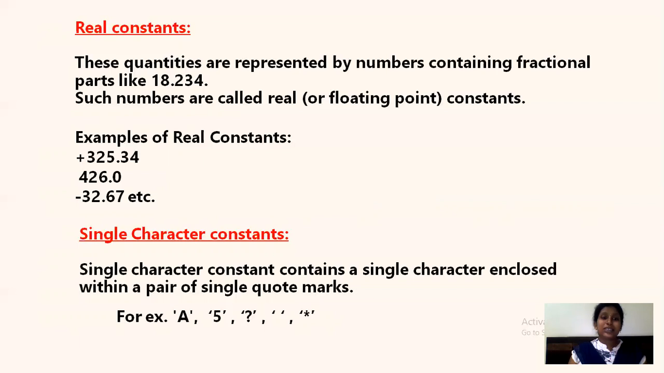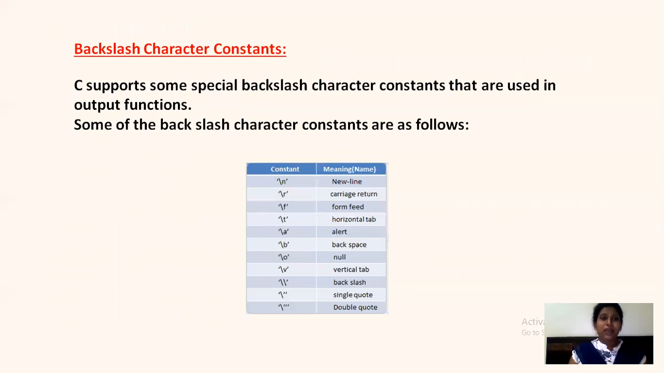Then what comes under the single character constant? Single character constants contain a single character enclosed within a pair of single quote marks. For example, A will be enclosed in single quotes. We represent it as a single character constant, and we have backslash character constants.